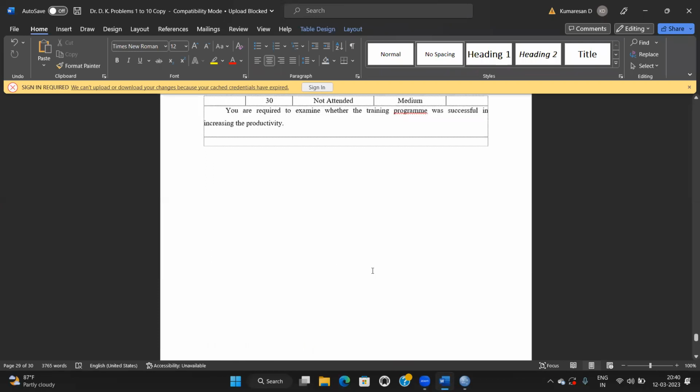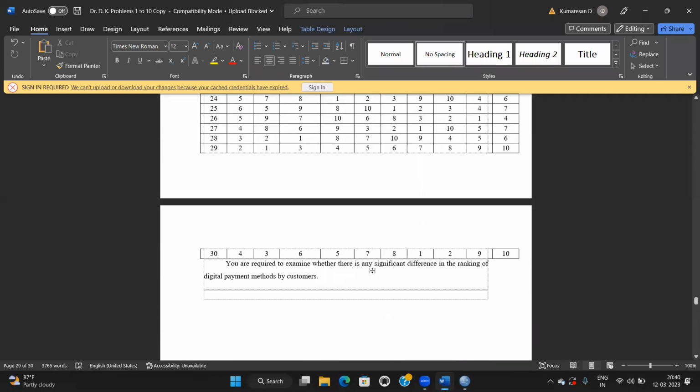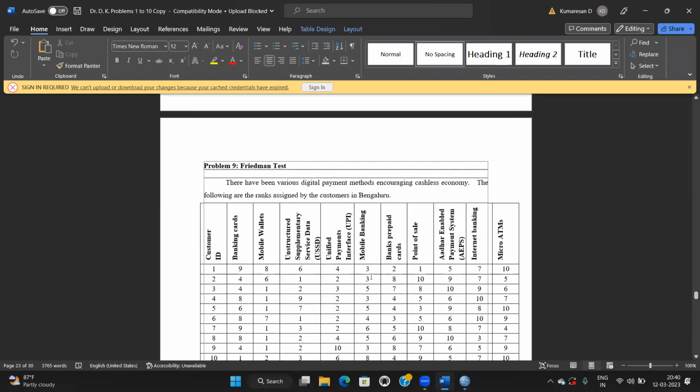That's all. So this is about the chi-square test. Once again, a recap of both parametric and non-parametric tests. Parametric tests: when parameters are used, it is said to be a parametric test. When parameters are not used, it is said to be a non-parametric test. What are the parameters? Mean, standard deviation, and variance.